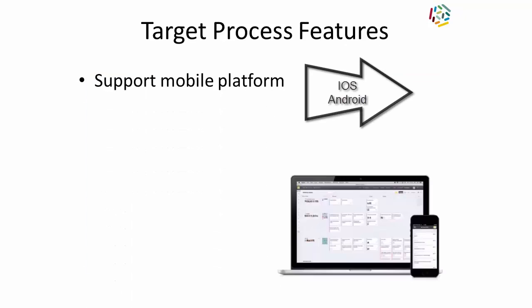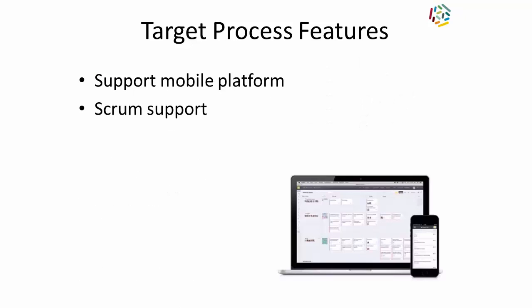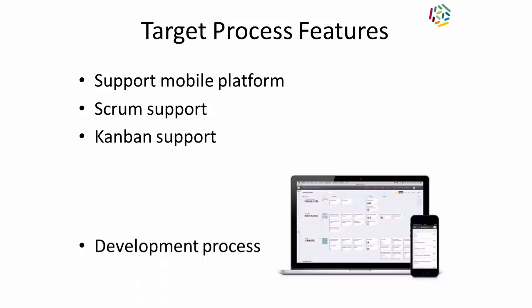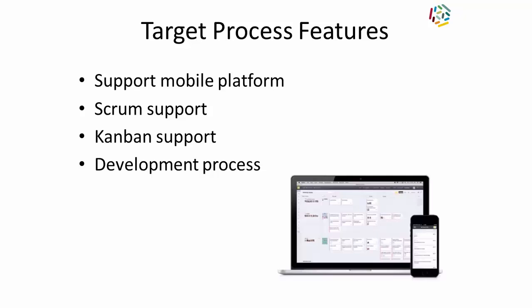TargetProcess features include support for mobile platforms, iOS and Android. Scrum support, including backlog, release planning, sprints, and burndown chart. Kanban support includes Kanban board, cumulative flow diagram, lead and cycle time tracking. Development process features such as workflow, teams, custom fields, bug tracking, time tracking, requirements, and finally data visualization.